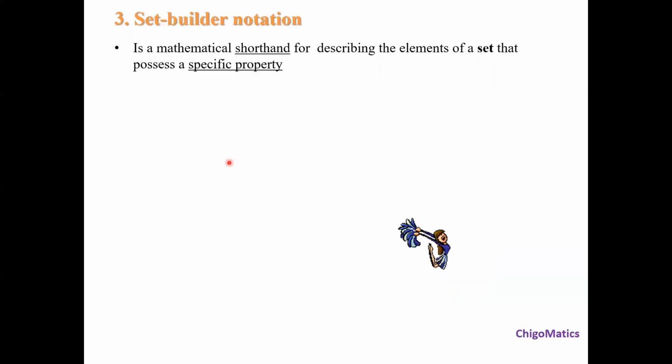So having finished the idea of representing using the roster, and we went on to look at the set notations, let us look at set builder notation, right? Set builder notation is a mathematical shorthand for describing the elements of a set that possess a specific property, right? The idea of it being a shorthand means that we write it using certain symbols to mean whatever it would have been said in words. It is simply a mathematical shorthand, describing elements of a set that have a specific property, right?